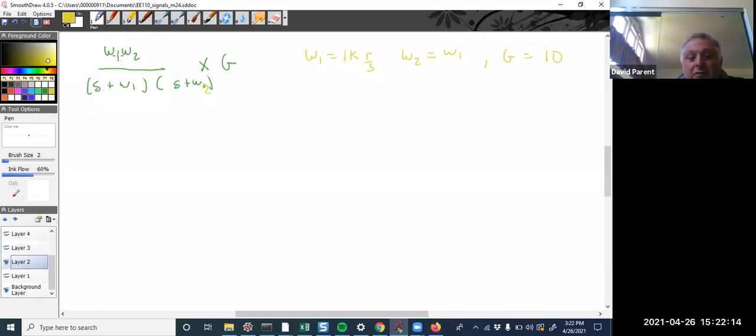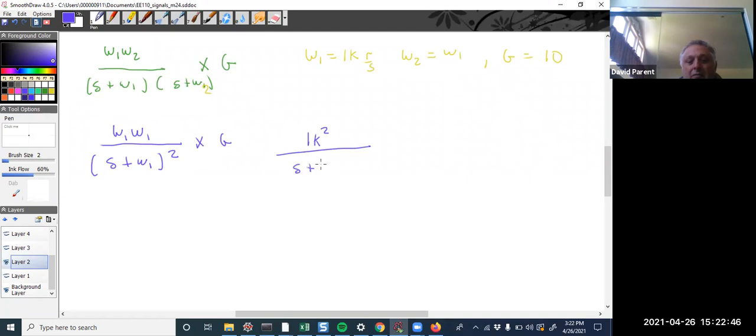I'm not finding magnitudes or anything like that. So if this goes to 0, the omega 1s, the omega 2s cancel out, and then I'm left with the gain of 10, right? But I could rewrite this equation as omega 1 squared over S plus omega 1 squared, which is what the exam would deliver you, right? You'd see something like 1k squared over S plus 1k squared times 10. All right. So that's what you would see.